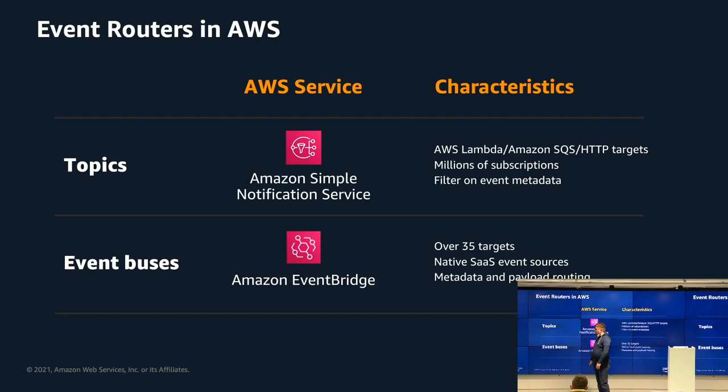SNS doesn't have that, right? Also, if you need to integrate your application with a SaaS service, like I said, there is support for SaaS partner integrations, and you can do that. Also, there are some differences in, for example, rules, because SNS can filter only using the metadata fields, whereas EventBridge is more flexible. That way, you can filter events basically using the whole JSON.